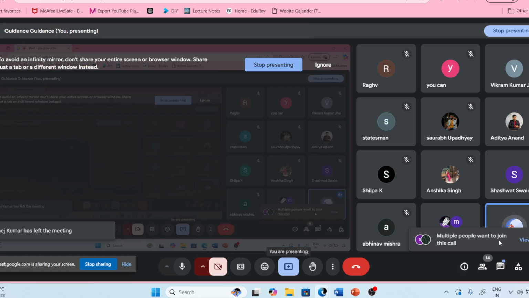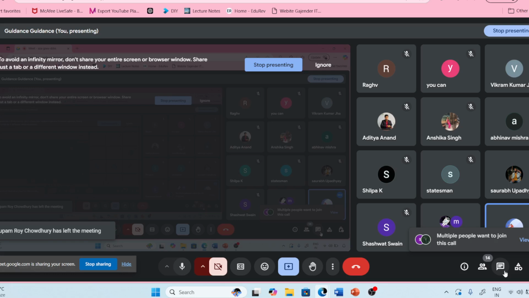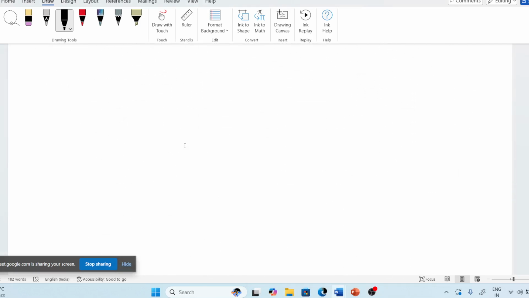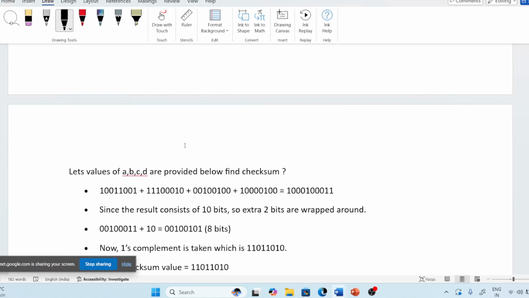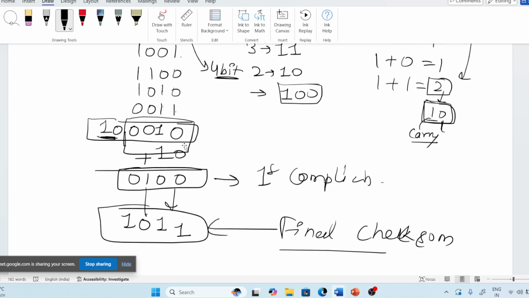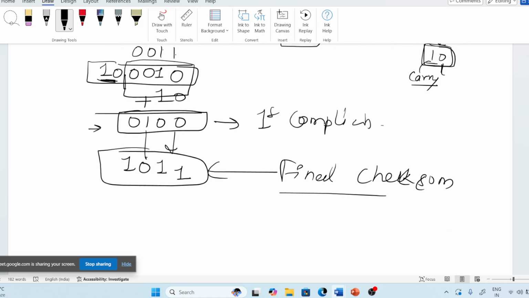So does anyone have any doubt here? Anyone having any doubt in this? Yes. Is this clear to everyone who has joined here? If you want me to explain again, I will explain again, but in the examination don't make mistakes. Is this clear to you or not? Then we will move to another question. Is this clear to you? In the end there will always be the one's complement.